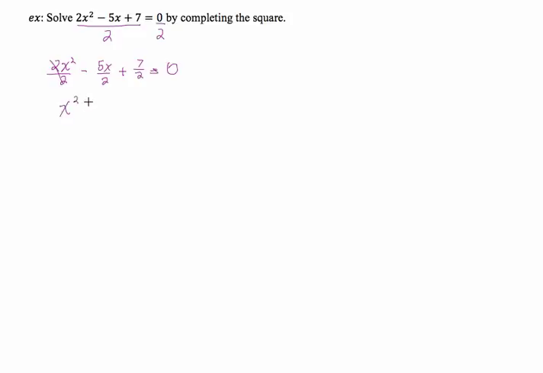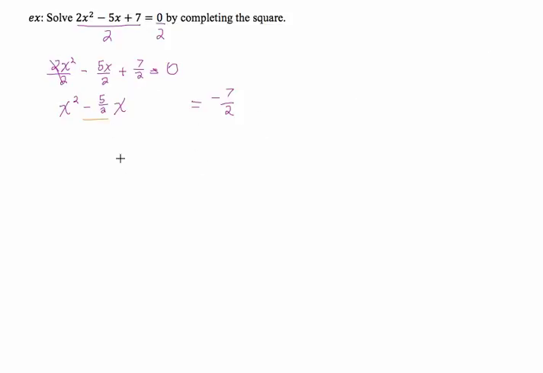So we get x squared minus 5/2 x. Now I'm going to go ahead and move that 7/2 over to the other side, equals -7/2. And in fact, what you can do is you can leave a little space here in order to add the term that's going to go next. It'll just save you a little space.